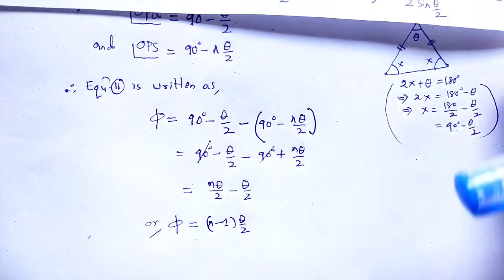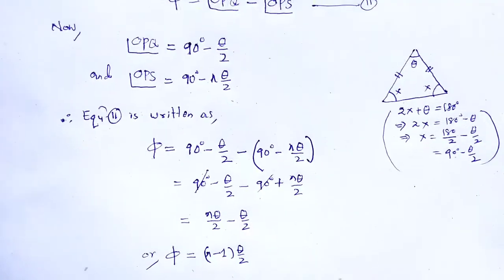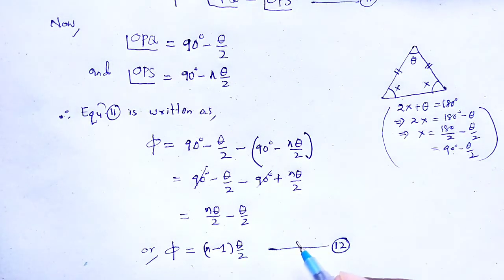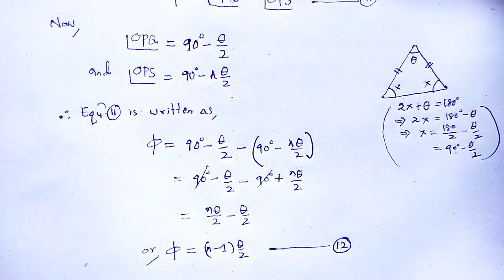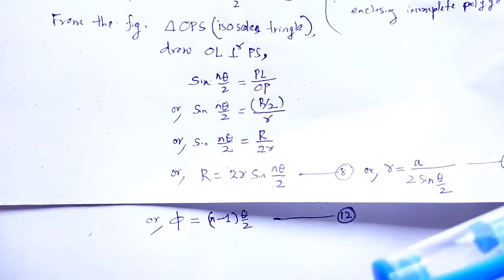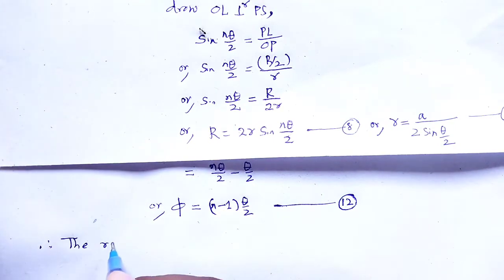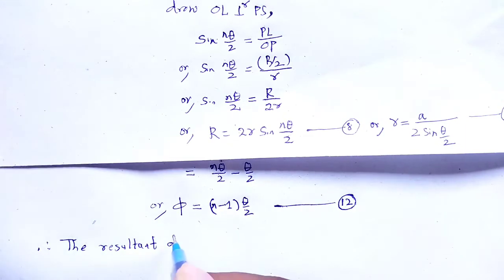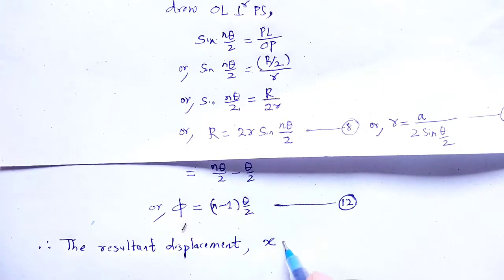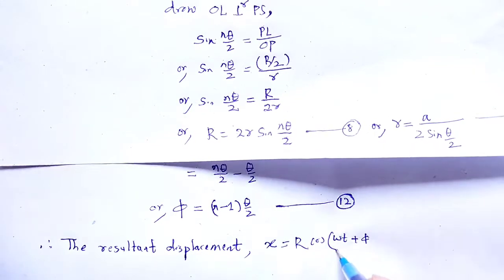So the resultant phase angle and the resultant R, we found out. So putting these values, we have the net displacement. Therefore, the resultant displacement x is equal to R cos(ωt plus phi).